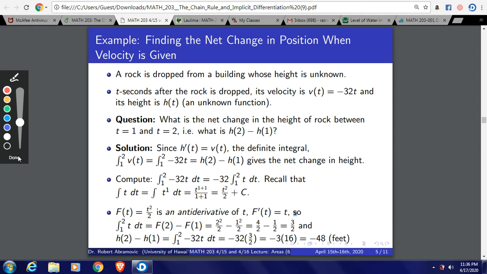And notice it's negative because the rock is falling, so its height after 2 seconds is going to be smaller than its height after 1 second. A smaller number minus a larger number is, of course, negative.